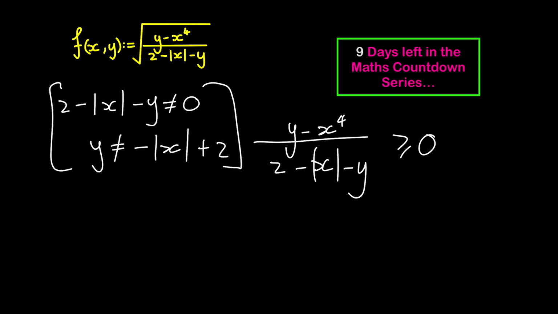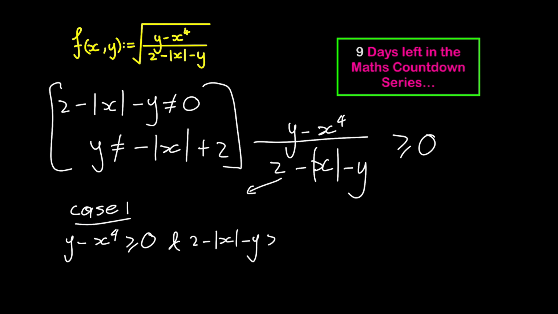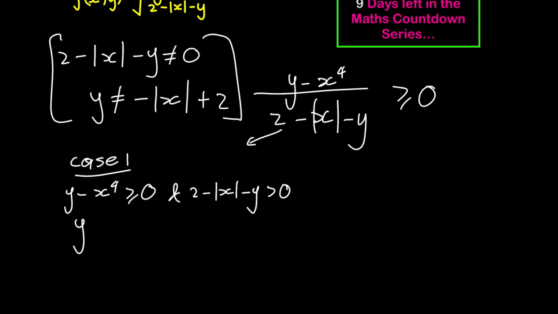Okay, so case 1 is where our numerator, y minus x to the power 4, is greater than or equal to 0, and our denominator, 2 minus the absolute value of x minus y, is greater than 0. And this is greater than 0, not greater than or equal to 0, because our denominator cannot equal 0. Okay, so rearranging this, we get y must be greater than or equal to x to the power 4, and rearranging this, we have y must be less than negative absolute value of x plus 2. And we can see that that's right because I just moved the negative y to the other side of the inequality. Okay, so that's case 1.